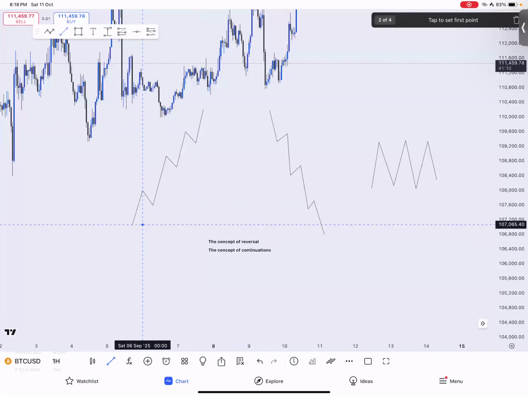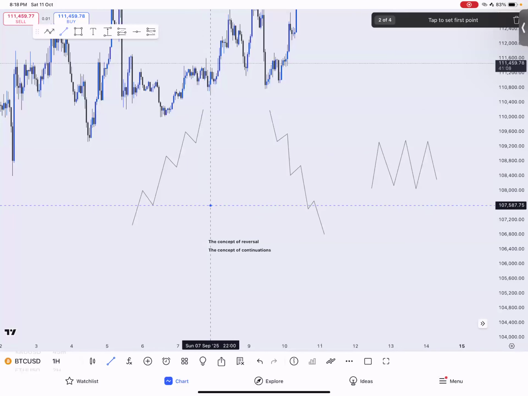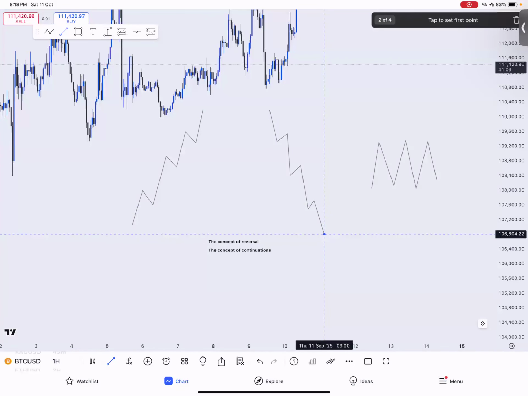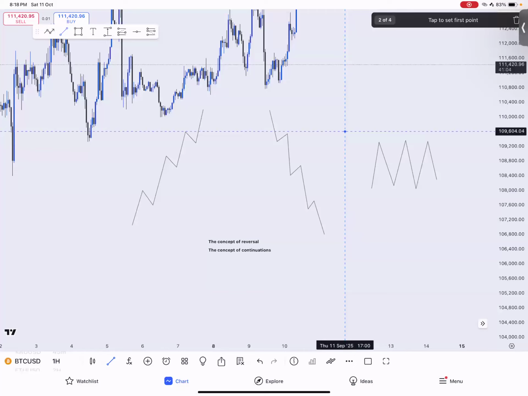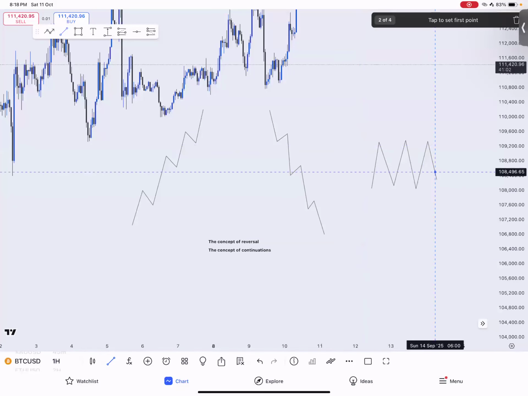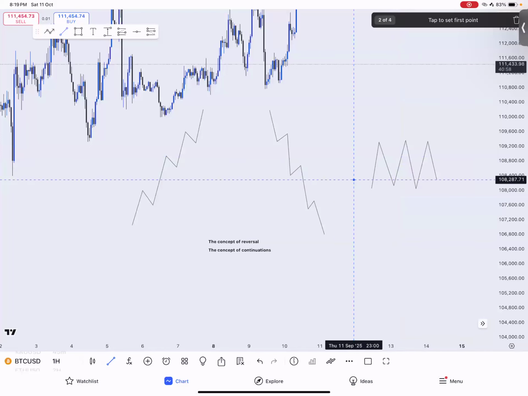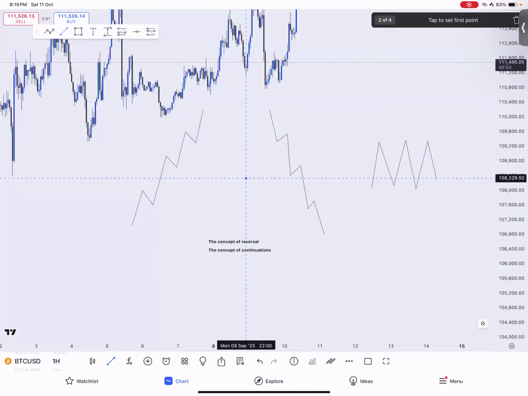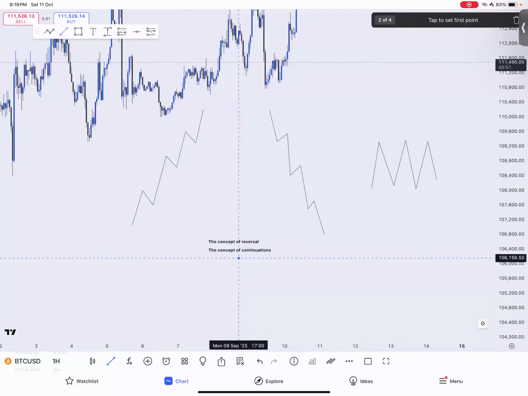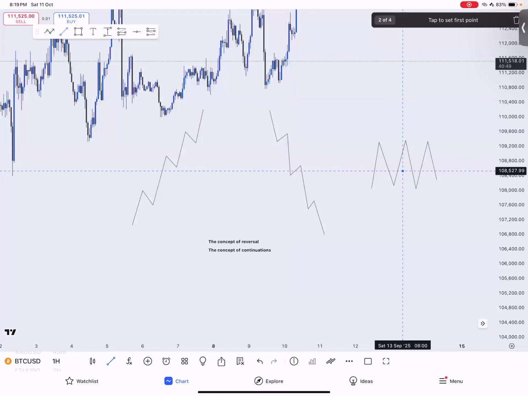Because you can only reverse a trend. So if the market is trending to the upside, you can actually reverse it to the downside. And if the market is trending to the downside, you can also reverse it to the upside. But you cannot reverse a ranging market. So you can use the concept of reversals on only trending markets, but the concept of continuations you can use in ranging markets and then trending markets.